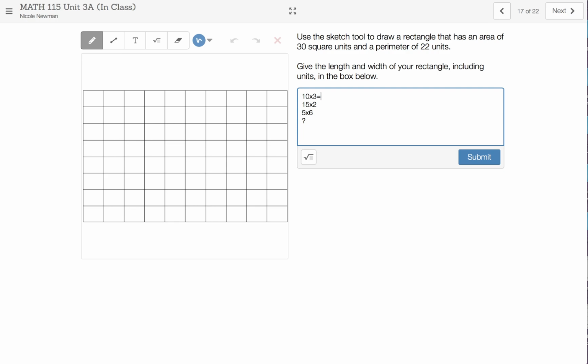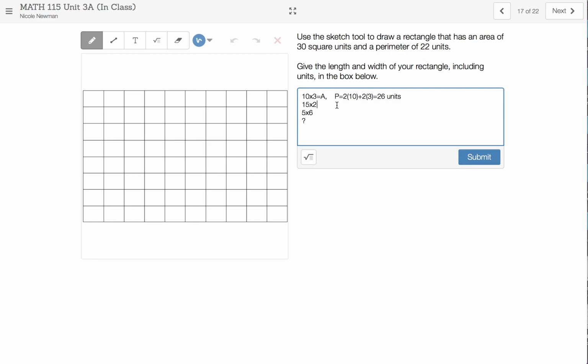So if this is my area, the perimeter would have to be 2 sets of 10 plus 2 sets of 3. So that's going to be 26 for our perimeter there, and that would be plain units. So this one doesn't work. This is not the one we want. We want a perimeter of 22. This is pretty close though.